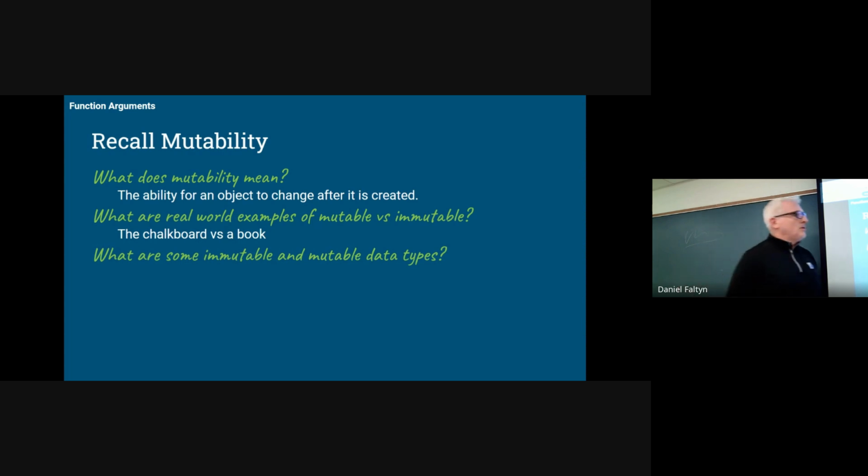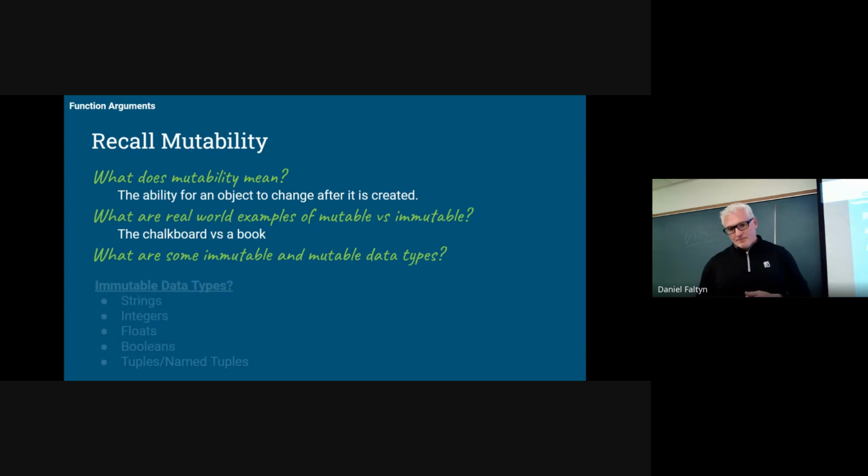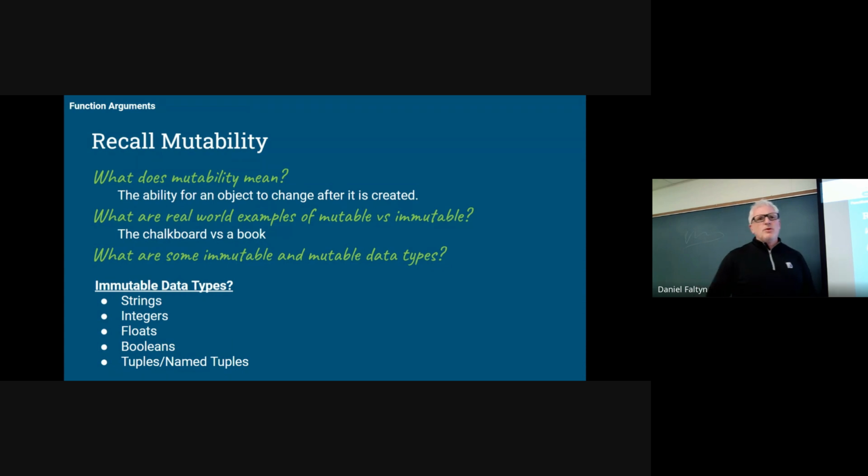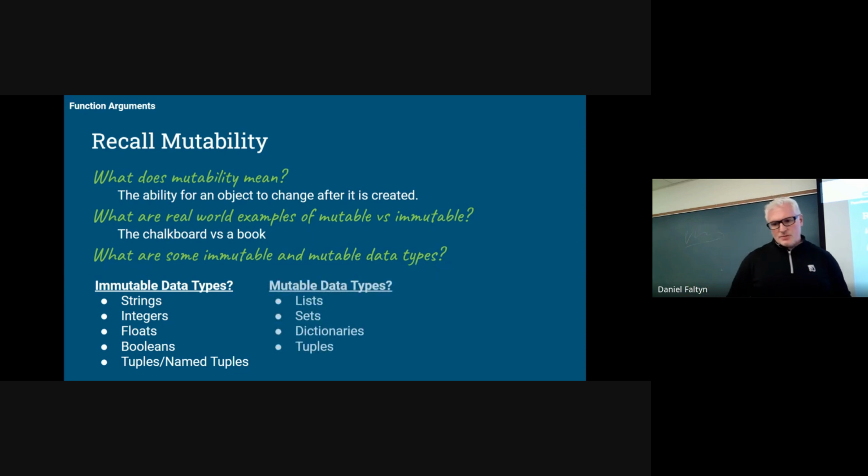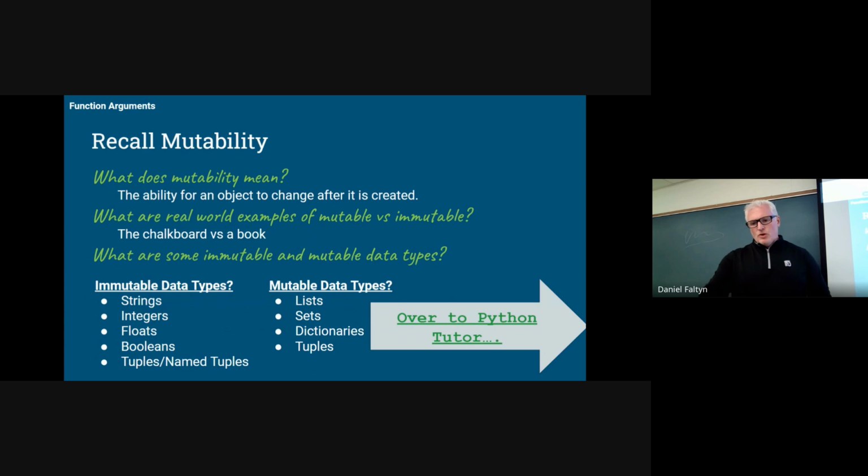What were some of the immutable and mutable data types that we talked about in Python? What were the immutable ones, the ones that can't change? String. What else? Tuple. Named tuples. Integer, float, those primitives. What about the mutable ones, the things that could change? Set, list, dictionary. Those are the big ones we looked at.